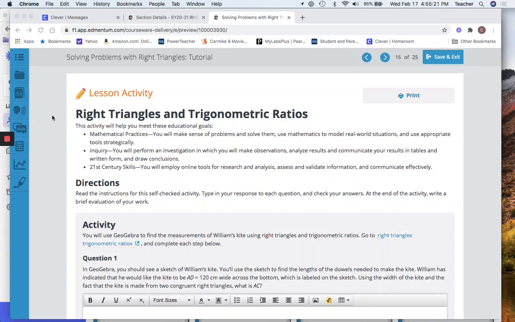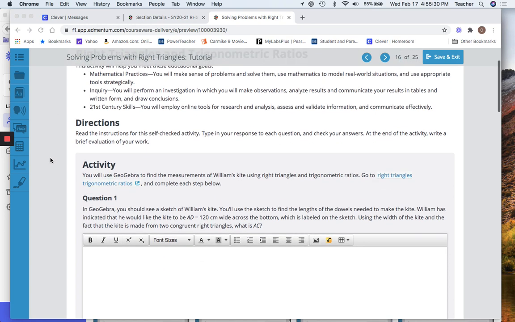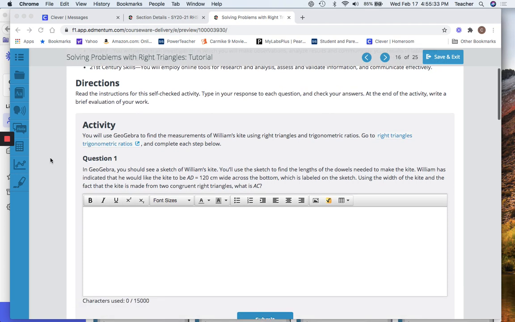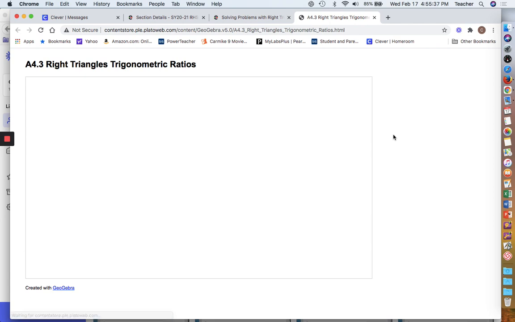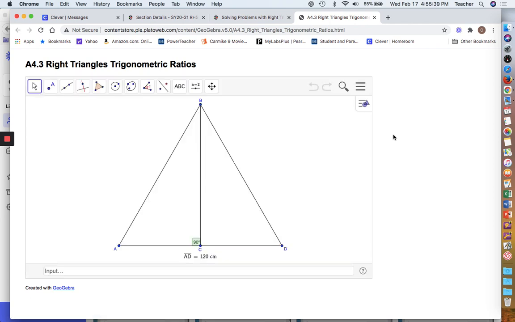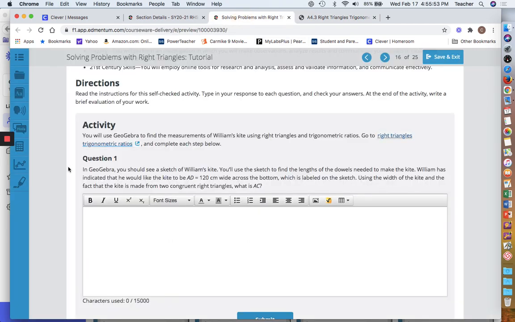Alright, you guys, so we're back to solving problems with right triangles. This is slide 16, and it says right triangles and trig ratios. So I imagine we're going to be doing something like we were doing before. Not really sure. Alright, let me click on my GeoGebra. Okay, so I got two right triangles. The one on the left, ABC, and the one on the right, DBC, are both right triangles because I see a 90-degree angle here. Let's see what's going on.